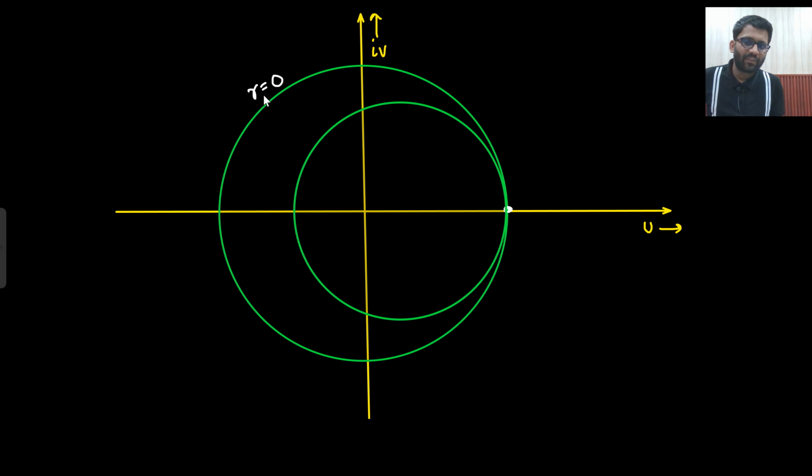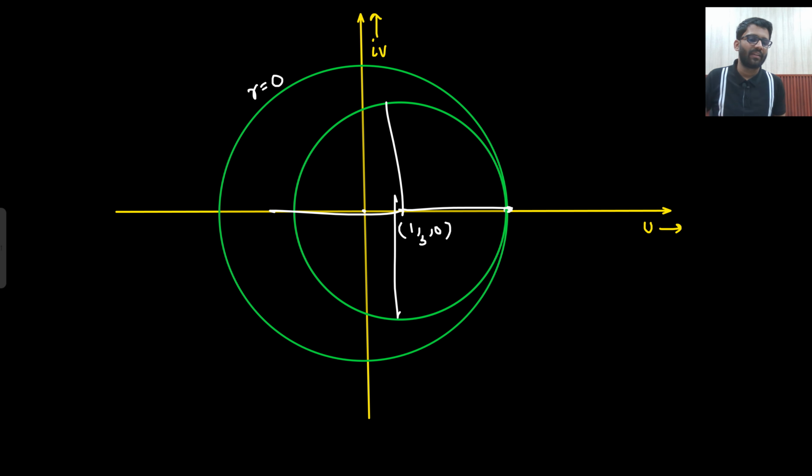Initially for the first one, for r equal to 0, this was your center 0 comma 0 and radius was 1. So 1 here, 1 here, 1 here, 1 here. For the second one, what was your center? Center was 1 by 3 comma 0 and radius is 2 by 3. So 2 by 3 here, 2 by 3 here, 2 by 3 here and 2 by 3 here. So this circle we are getting.